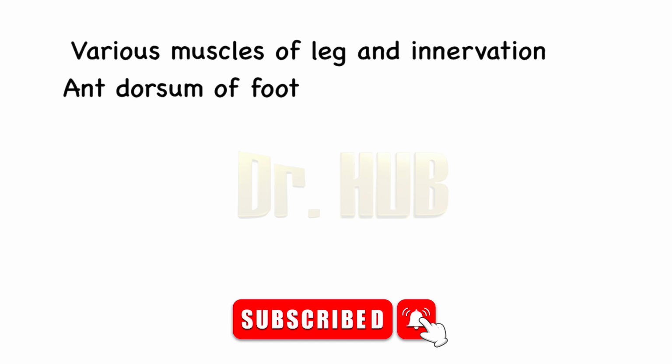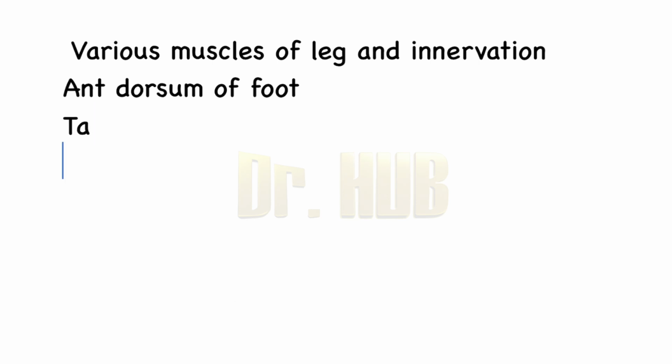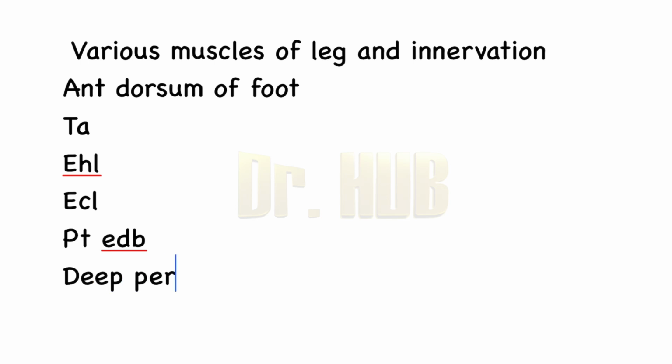So what does it include? It includes the tibialis anterior. Then comes the extensor hallucis longus, then the extensor digitorum longus. Then comes the PT, that is the peroneus tertius, as well as the EDB, that is the extensor digitorum brevis. So the nerve supply here is the deep peroneal nerve.